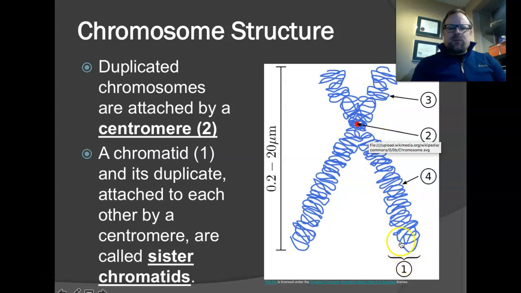Okay, what we represented as 1 and 2 chromatids here are being held together by a centromere. We would call these sister chromatids if they have been duplicated, okay, and they're identical to each other.